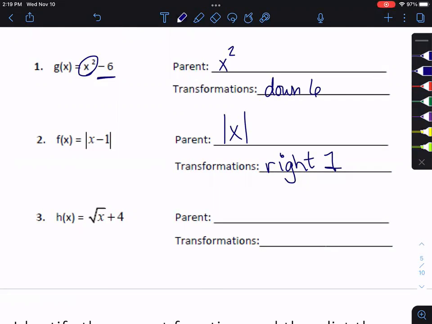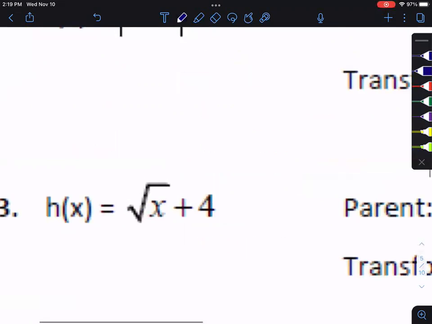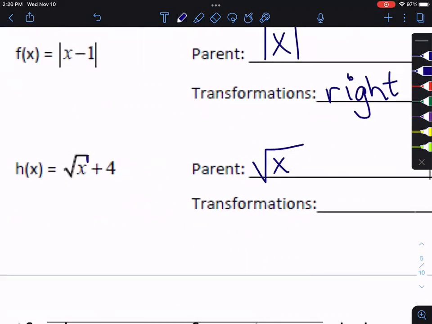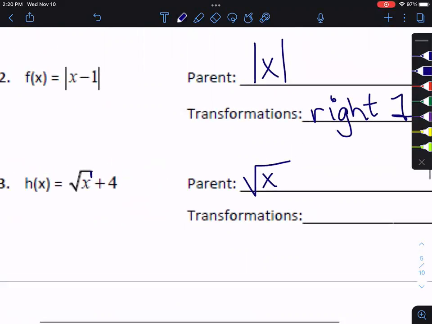So in this case, our parent function is the square root of x. And in this case, the square root ends right here after x, so that 4 is not included with the square root, so it's not inside with the variable, so it is going to actually be a vertical shift up 4. So that plus 4 would move the parent function, the square root of x, up by 4 units.